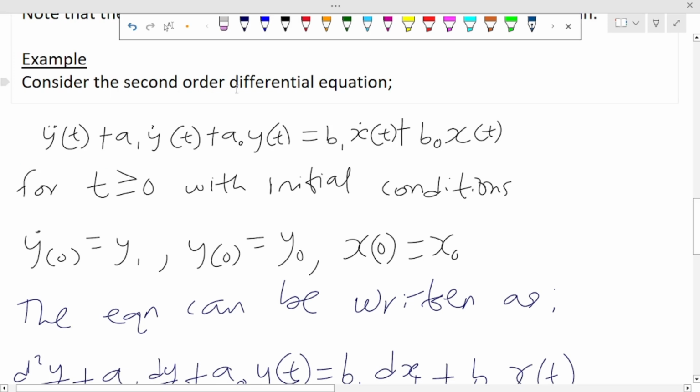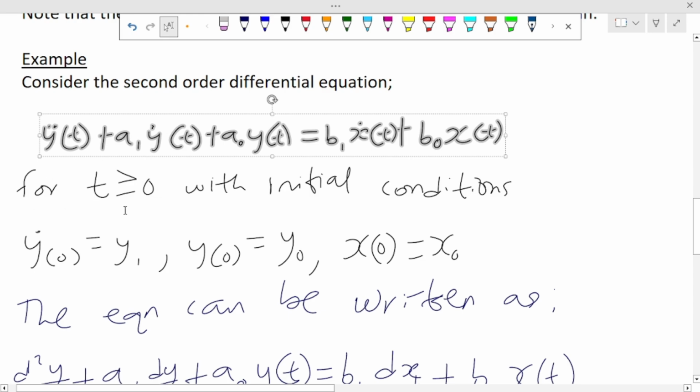Consider the second order differential equation. Second order meaning the highest derivative is of order 2. So look at it now: Y double dot of T, plus A1 times Y dot of T, where this A is a constant, of course, plus A0 Y of T, and everything like that onto the other side, so you can see everything. I don't need to read the whole thing, you can see everything.